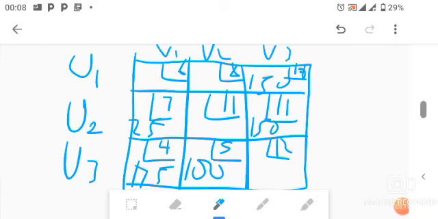This is what we call the UV method, because on your rows we have U, then in the columns we have V. That's where the method comes from, U and V. So now, how do we go about this? First of all, you have to find the actual values of U1, U2, U3, V1, V2, and V3.